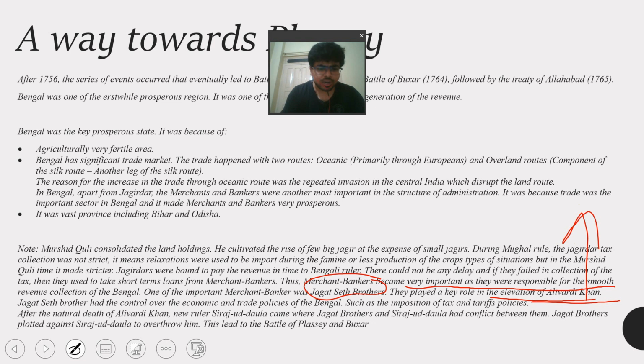After the natural death of Alivardi Khan, a new ruler, remember this, Sirajuddaulah, came, and the Jagat Seth brothers and Sirajuddaulah had a conflict between them. He understood it was not profitable for the state to favor the policies implemented by previous rulers, which were working as per the guidance of these merchant bankers. So there was a conflict between Sirajuddaulah and the Jagat Seth brothers.